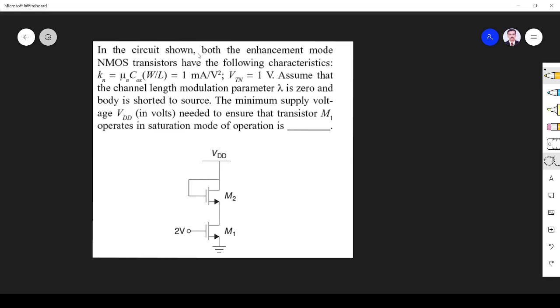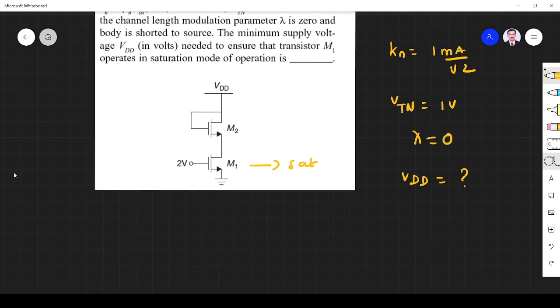Next problem is, in the circuit shown, both the enhancement mode NMOS transistors have the following characteristics. What they are given: Kn is equal to 1 milliampere per volt squared. VTN, threshold voltage, is 1 volt. Assume channel length modulation is 0 and body is shorted to source. The minimum supply voltage VDD required to ensure that the MOSFET M1 operates in saturation. So minimum amount of VDD required to make M1 be in saturation.